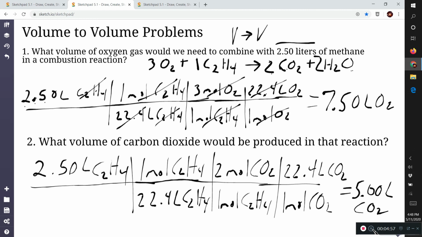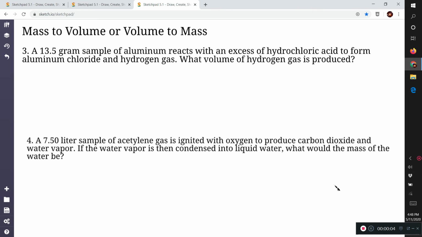So shortcut or long method doesn't matter to me. If you're very comfortable with the long method, go ahead and do that. If you really understand, oh, well, this is always going to cancel out, okay, you can go ahead and use the shortcut and it won't ever be wrong. All right, let's talk about volume to mass and mass to volume now. All right. Mass to volume or volume to mass.